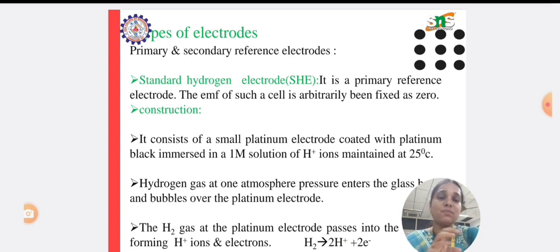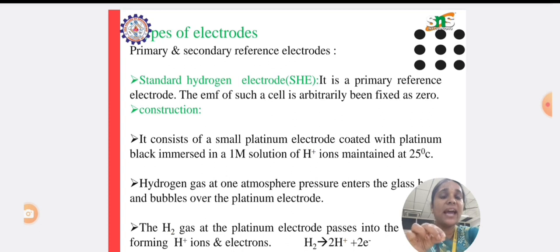Its construction is based on a platinum electrode coated with platinum black, and this electrode is dipped in a 1 M solution of hydrogen ions, that is HCl. For H+ ions, it is HCl, and this solution is maintained at 25 degrees Celsius.